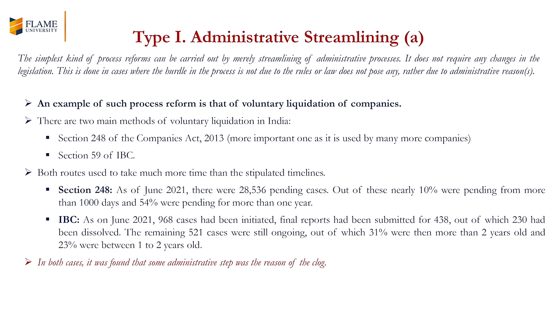Now, in June 2021, there were 28,536 companies pending with the Ministry of Corporate Affairs who wanted to shut themselves down. And out of this, 10 of them were pending for more than 1,000 days. And 54% of them were pending for more than 1 year. Now, there is no problem with shutting down these companies, but yet it takes years to shut down these companies.